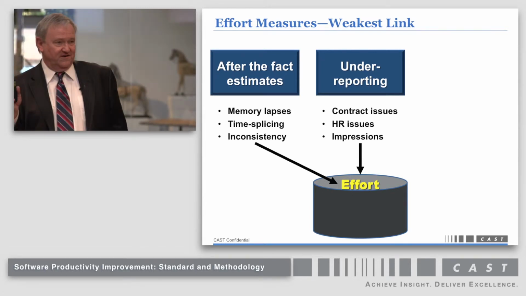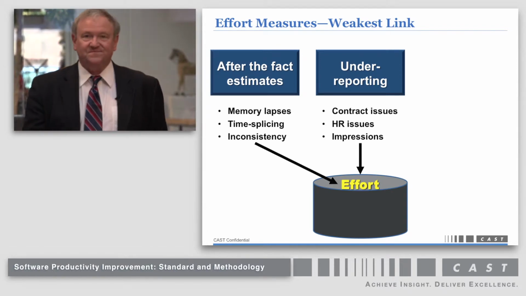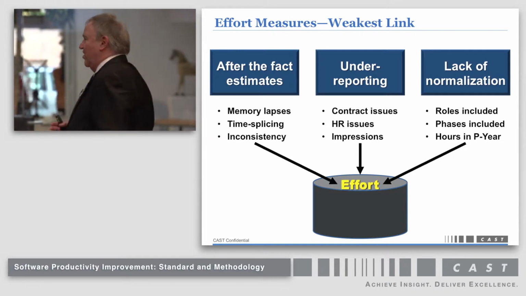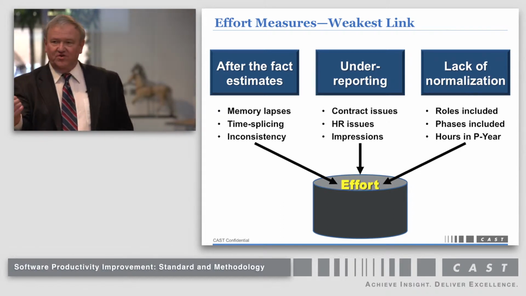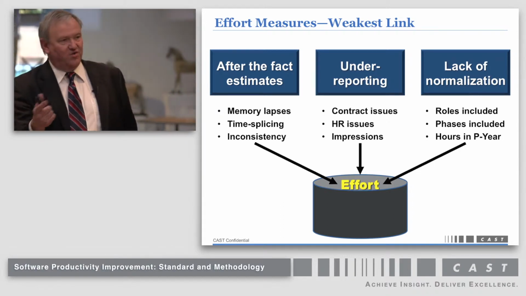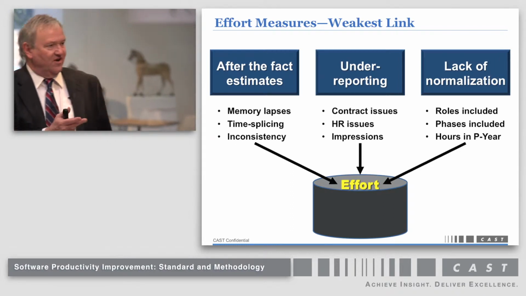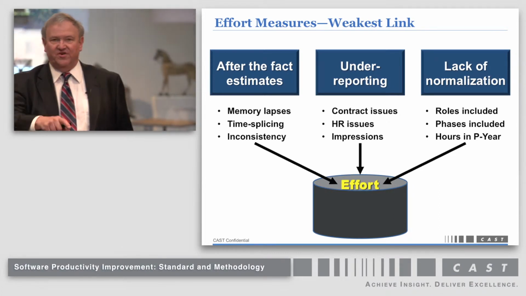Programmers are brilliant at figuring out how to trick the system and trick the numbers. And finally, a lack of normalization. Even when you record it well, this is a problem. How many different roles were included? Did you include project management? Did you include quality assurance? Did you include the requirements analysts or your business analysts? What roles were actually included in the effort you collected?